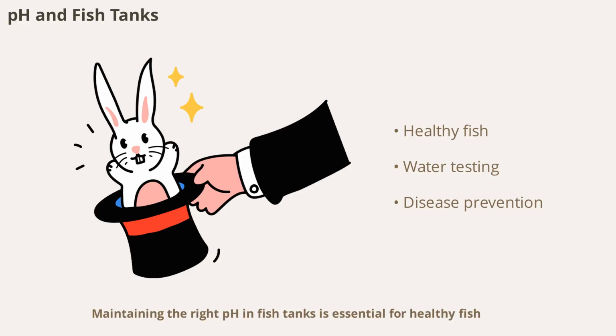Maintaining the right pH in fish tanks is essential for healthy fish. Owners regularly test water pH and adjust it with special solutions to mimic natural habitats. This helps prevent stress and disease in aquarium fish.